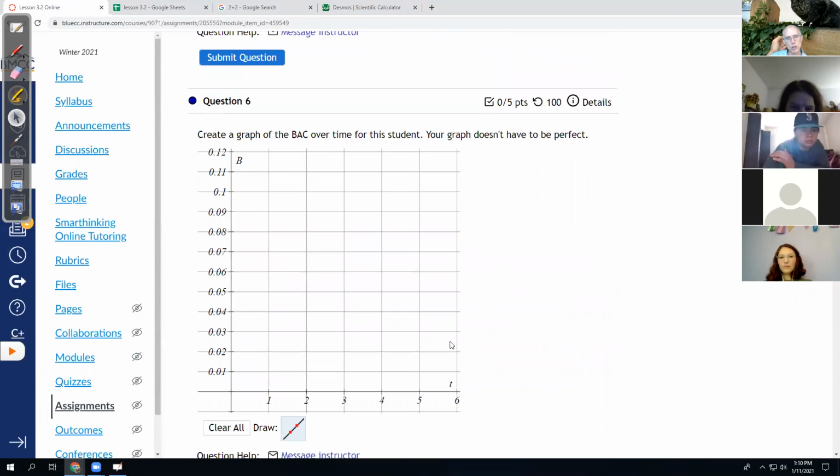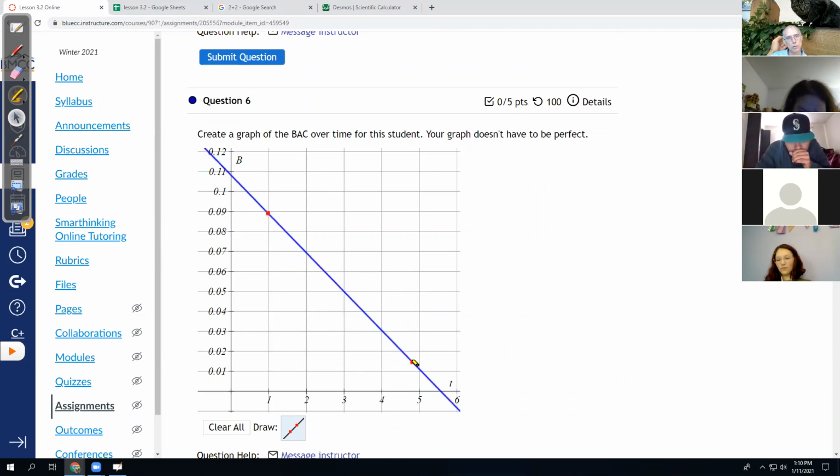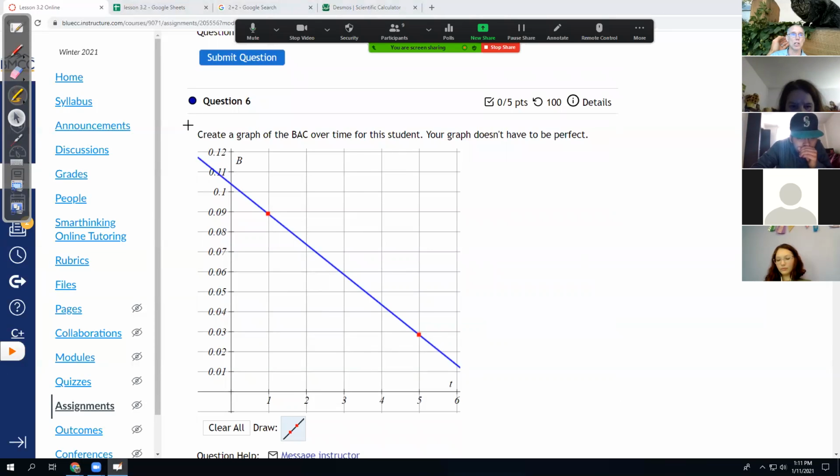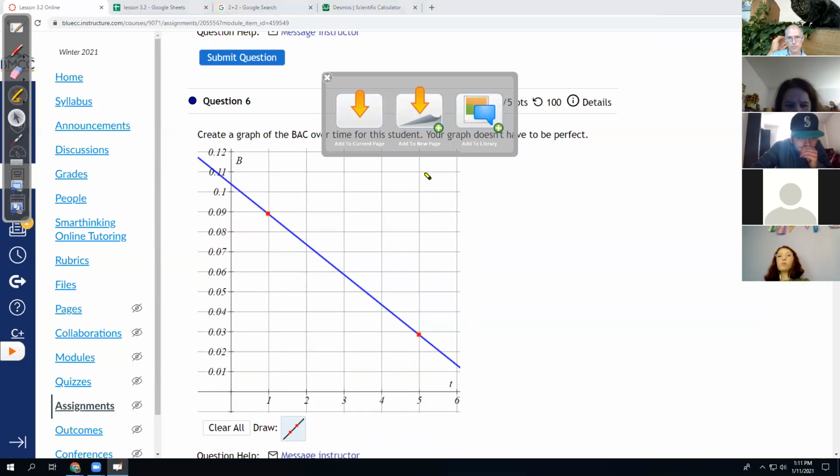The graph of this over time should look something like this. 0.89 is about there, and then 0.29 is probably about there. So your graph should have come down here. Couple things to note about this graph. I'm going to steal it into my page to scribble on. That's what we did too, and it said it didn't have to be perfect. Yeah, it didn't have to be perfect, correct.